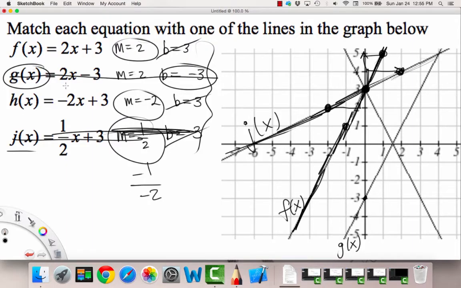And the last one, the remaining one, has a slope of negative 2, so we just have to make sure that is true. We start from our y-intercept, and we go down 2 over 1, and yes, it takes us back to our graph. So this last one must be h of x. Okay, and we're done.